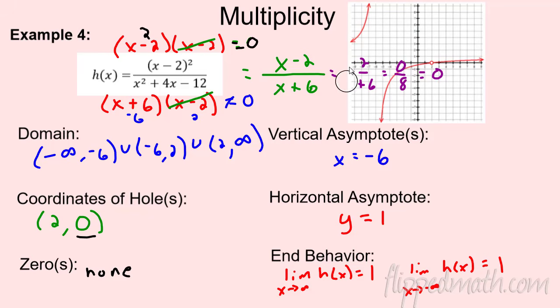Oh, I wrote all over it. Can I erase this real quick so you can see it? Check out the graph. Vertical asymptote at -6, horizontal at 1. We got the hole where that x-intercept was. We got the domain. I think we crushed it.